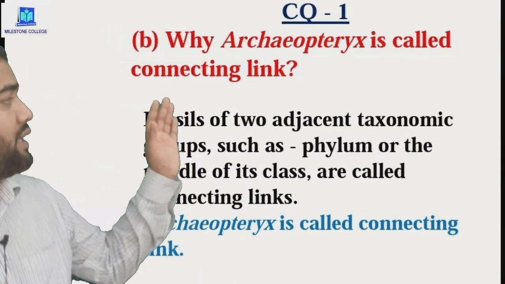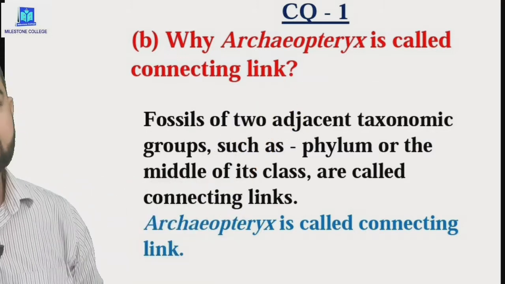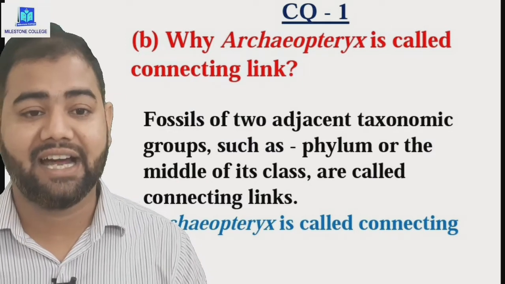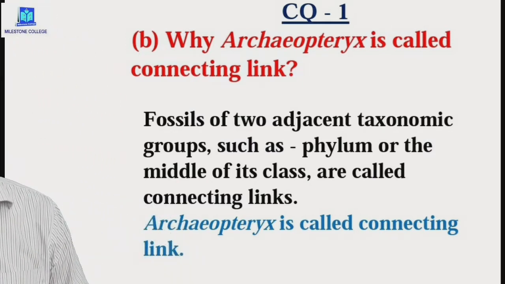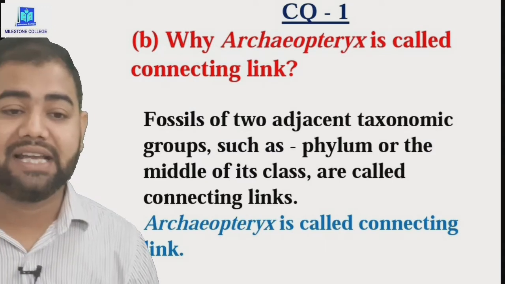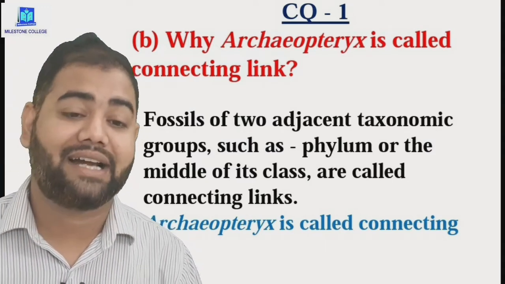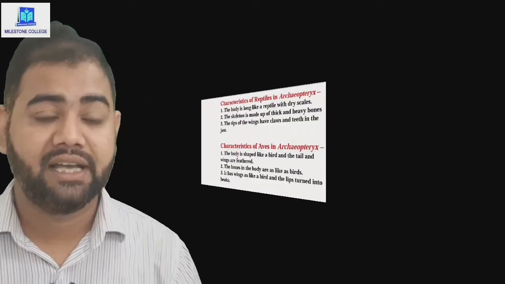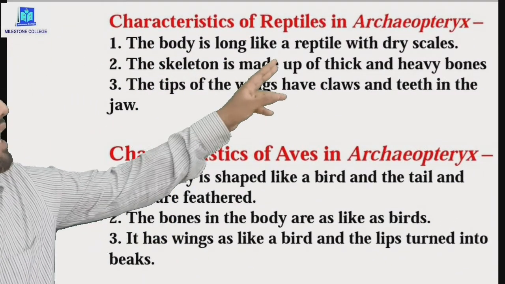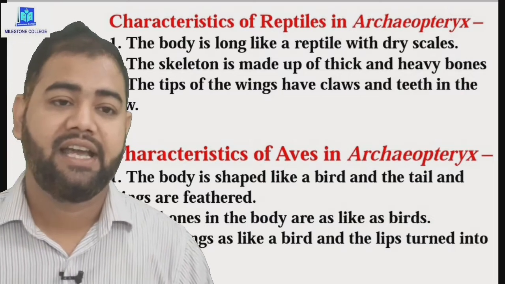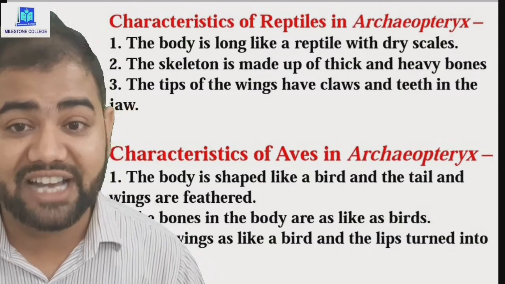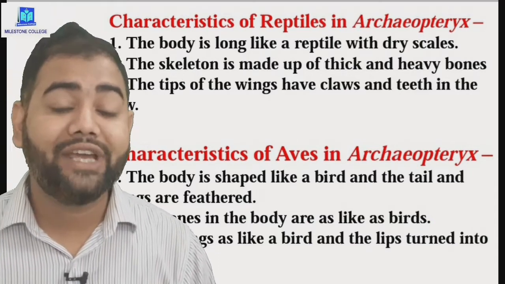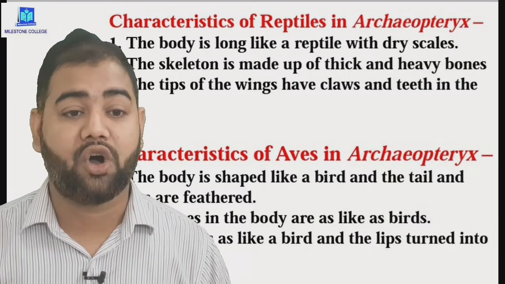Here the question B, why is Archaeopteryx called a connecting link? First of all, we have to know what a connecting link is. Fossils of two adjacent taxonomic groups, such as phylum or the middle of its class, are called connecting links, and Archaeopteryx is called a connecting link for what? First, characteristics of reptiles in Archaeopteryx: the body is long like a reptile with dry scales. The skeleton is made up of thick and heavy bone. The tips of wings have claws and there are teeth in the jaw.